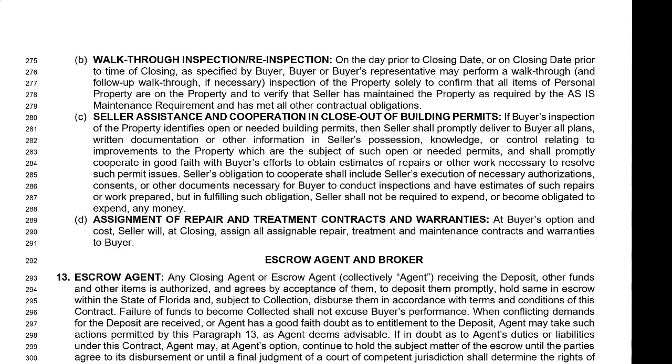This also states the seller is going to help and cooperate in closing out building permits. So if you identify permits have been opened, the seller is going to do whatever they need to do to help and cooperate in closing them out. This doesn't mean that the seller is going to pay for anything. It just says that the seller is not going to impede you from closing out a permit. So if someone has to come out and re-inspect a pool cage or something like that, this says that the seller will allow them access.